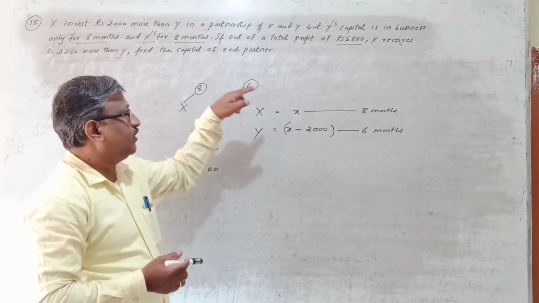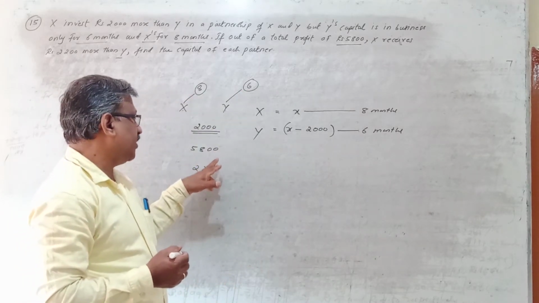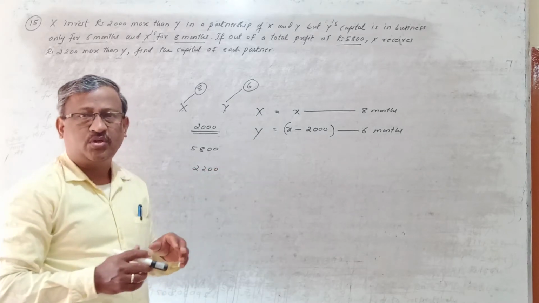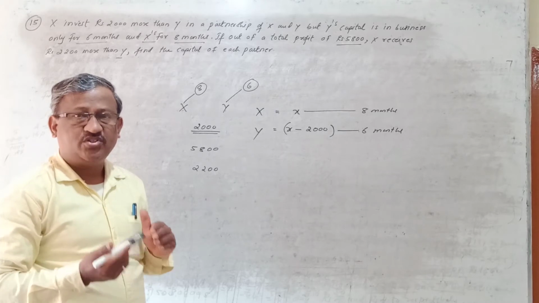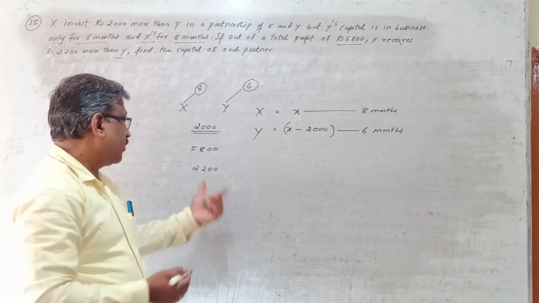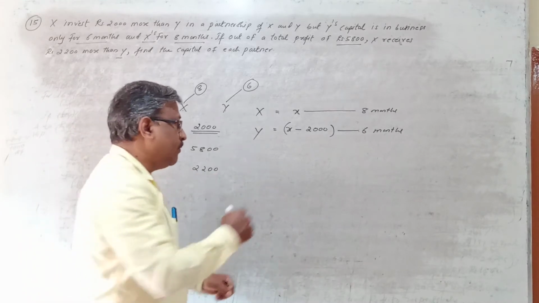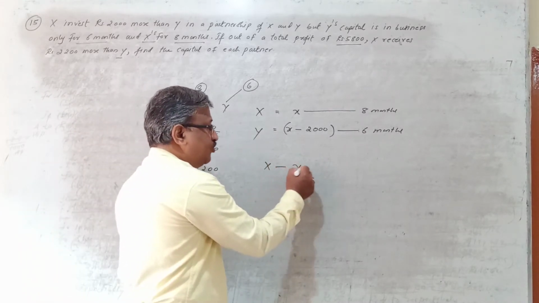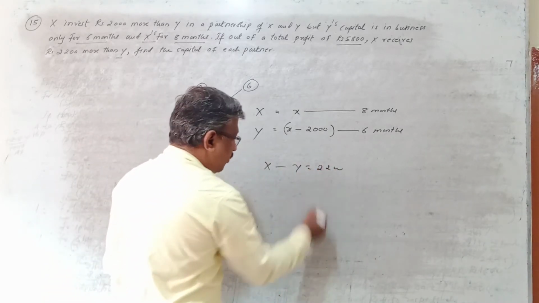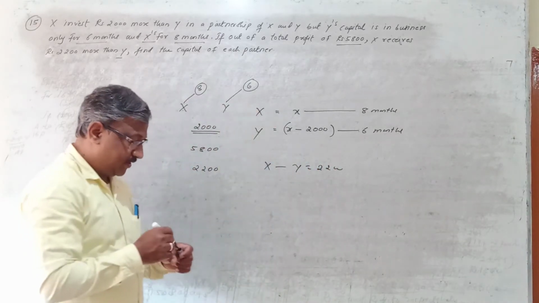After distributing that profit, how their shares are standing, that they have given. After distributing the profit, X has got 2,200 more than Y. Means X's share of profit is more than Y's share of profit by 2,200. So to calculate that difference, what you have to do, from X's share you have to minus Y's share, equals to the given difference of 2,200, and you have to solve that. Means you get the X value.